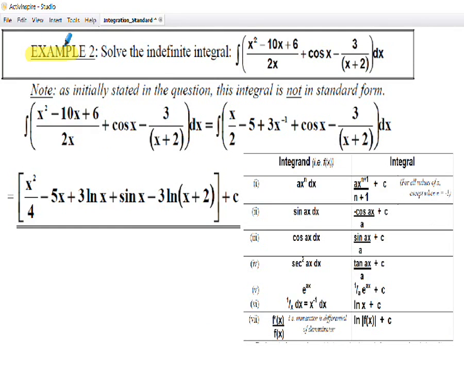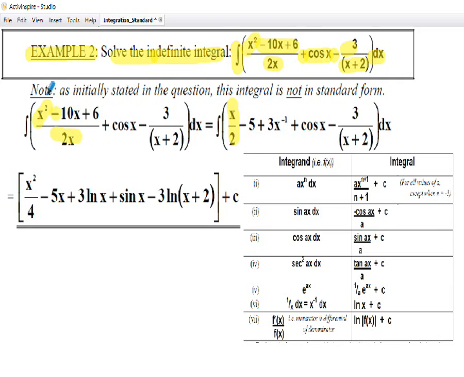Okay, example 2 here, we're asked to solve again an indefinite integral. This integral shown here, the integral of (x squared minus 10x plus 6) all divided by 2x, plus cos x, and then take away 3 upon (x plus 2), all integrated with respect to x. So looking at my standard forms here, if I divide the x squared by 2x, I will get x upon 2, which is standard form.